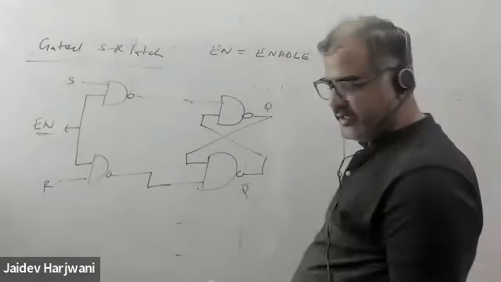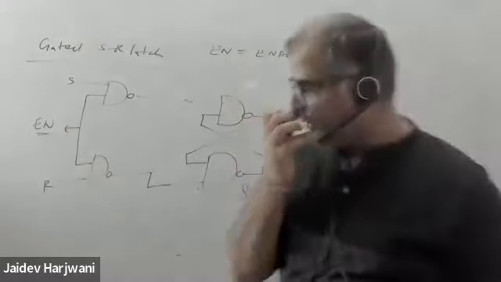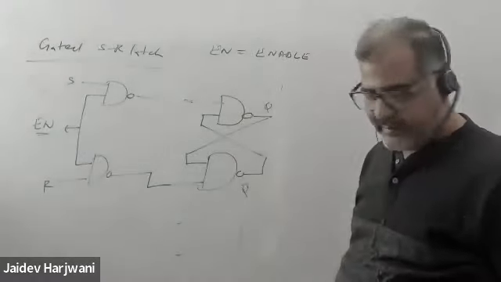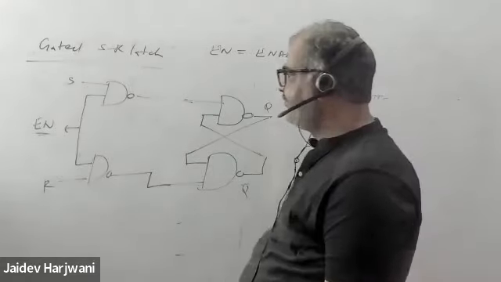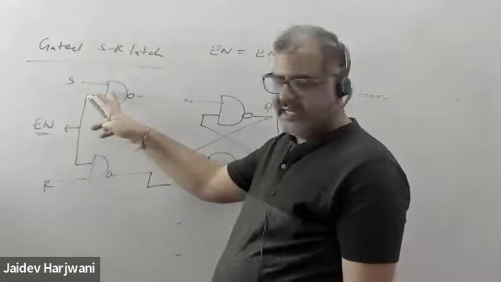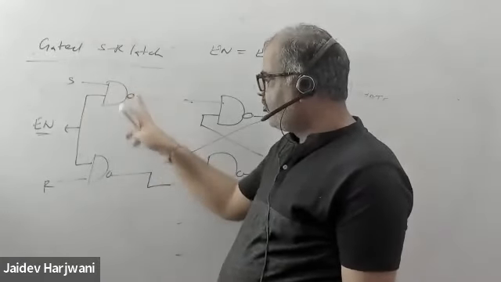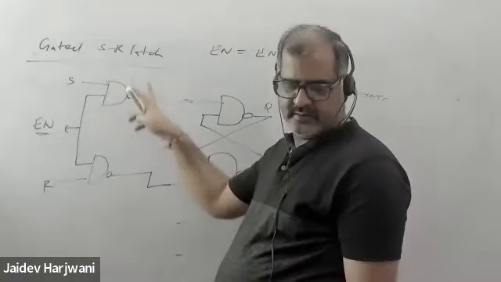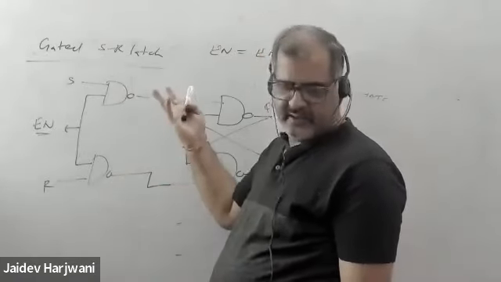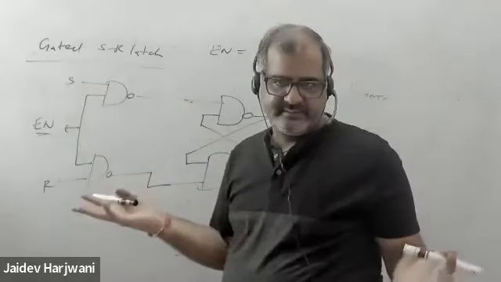Now, enable can have only two values, 0 or 1. If I make enable 0, what will the output of this gate be? If enable is 0, what will the output of these gates be? 1, 1. So once enable is 0, these inputs have no effect.